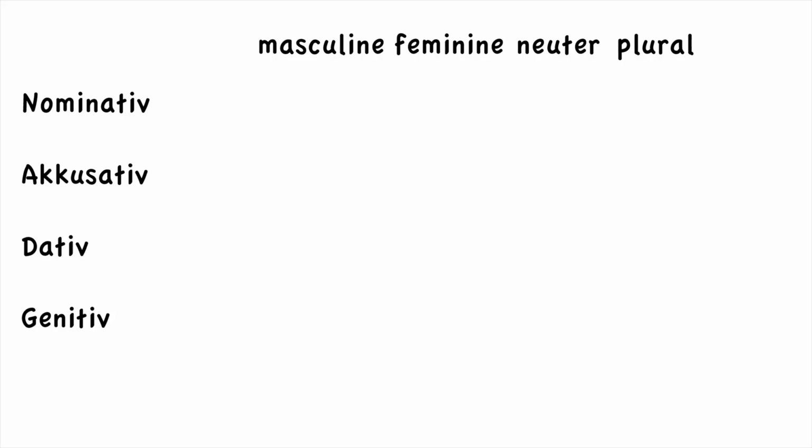So how does it work? We make a table. On the horizontal axis, we put the genders. We start with masculine. Grammar is usually a bit chauvinist. Then we put the feminine, then the neutral, and then the plural. And on the vertical axis, we put the cases. We start with the most important one, nominative, then we go to accusative, then dative, and at the end we have the least important one, which is genitive.